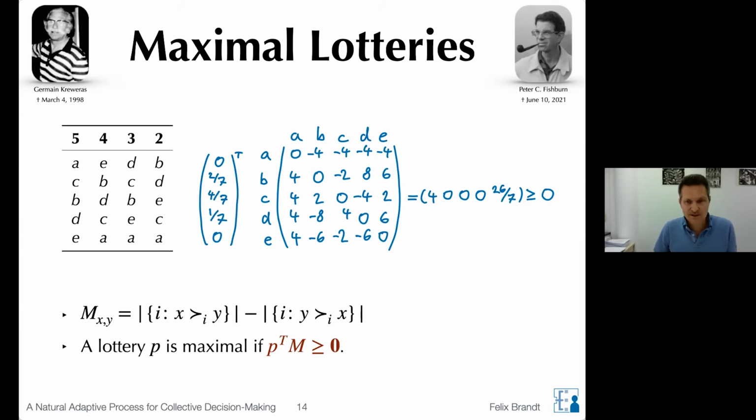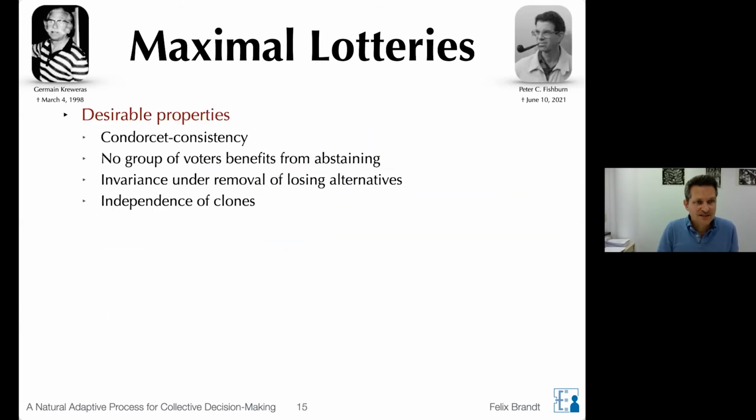Okay, so that's maximal lotteries. The reason why we studied maximal lotteries in so much detail is because they satisfy lots of appealing properties. I did mention Condorcet consistency already: whenever there's a Condorcet winner, it will receive probability 1 in the unique maximal lottery. Then there are also beneficial features. For instance, groups of voters cannot benefit from abstaining. That means maximal lotteries do not suffer from the no-show paradox, despite being Condorcet consistent. This is because we allow for randomization.